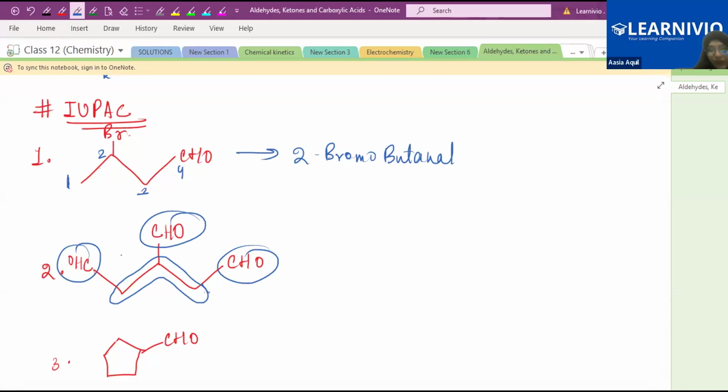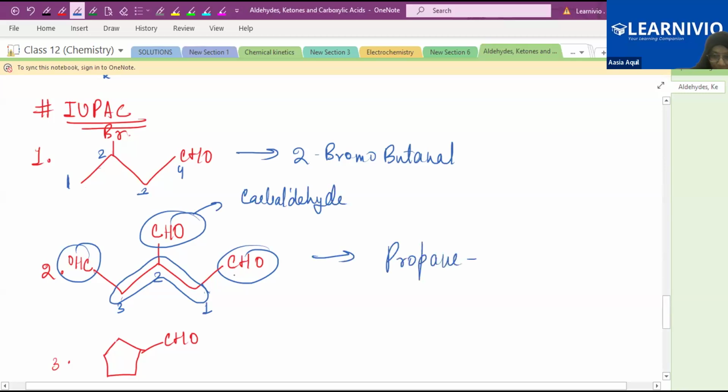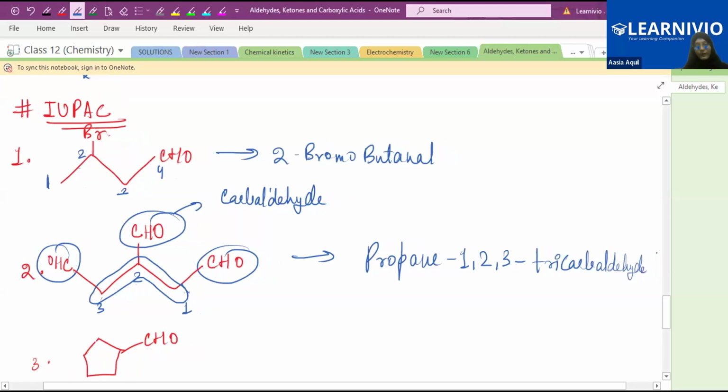Yes, ma'am. So what is this? This is propane. 1, 2, 3 propane. And you can see first, second and third, there are 3 CHO groups, and what do we call the CHO group? Carbaldehyde. So what will be the name of this? Propane is the parent chain, 1, 2, 3. The 3 groups are the same, so you will write tricarbaldehyde. So that's the name. Okay, is it clear?